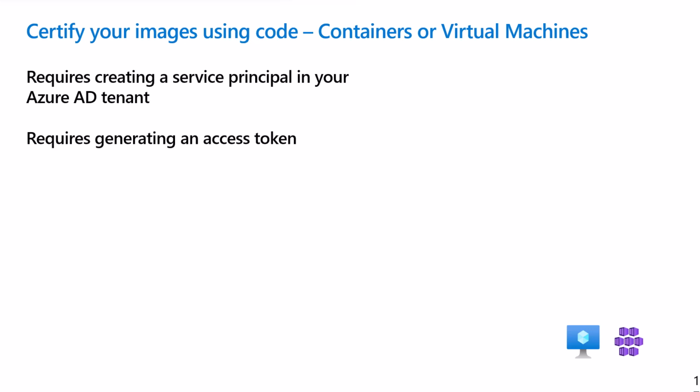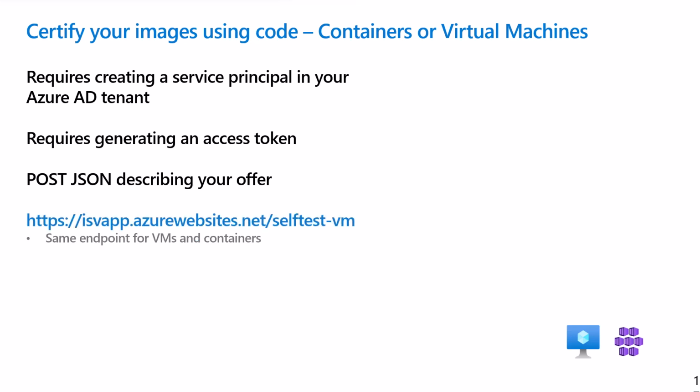This technique does require creation of a service principal and creating an access token. But to use it, you simply construct and post some JSON that describes your offer in your VM to the self-test API. And I should have said VM or container here, because when you call the endpoint on your screen, it's the same whether you're checking for virtual machine vulnerabilities or for container image vulnerabilities.